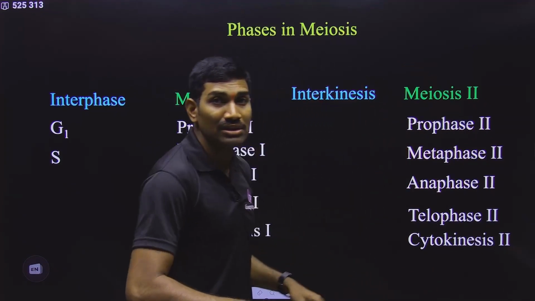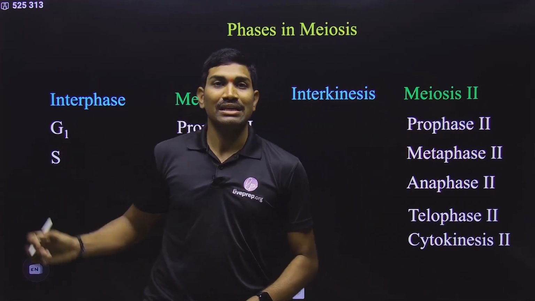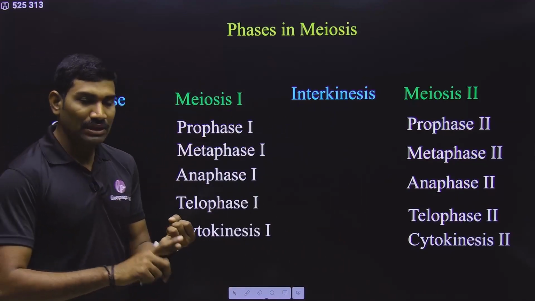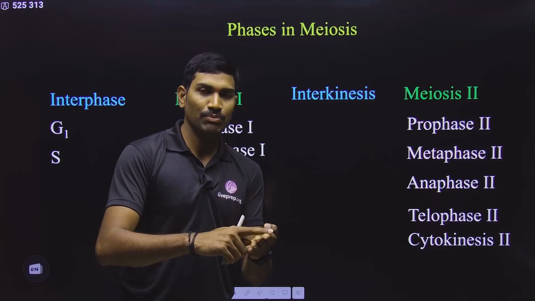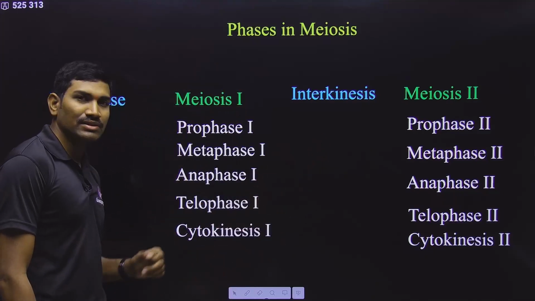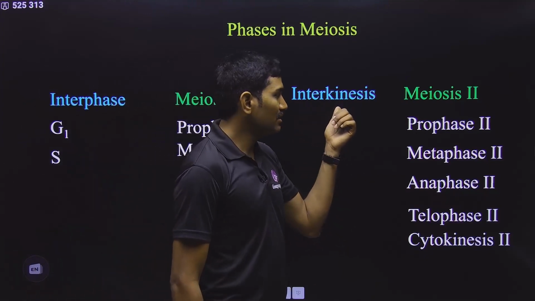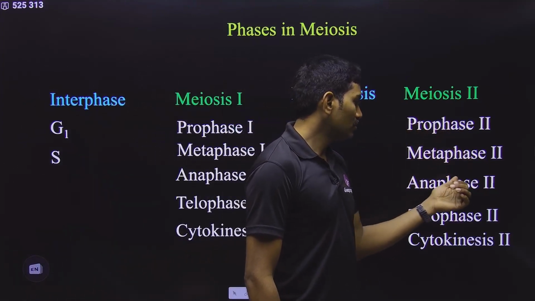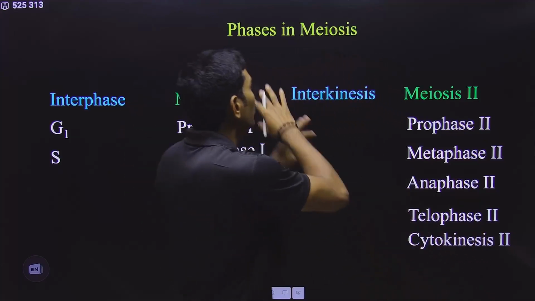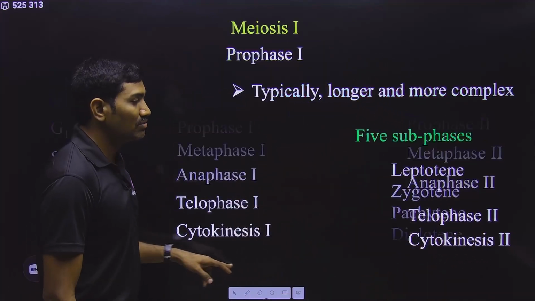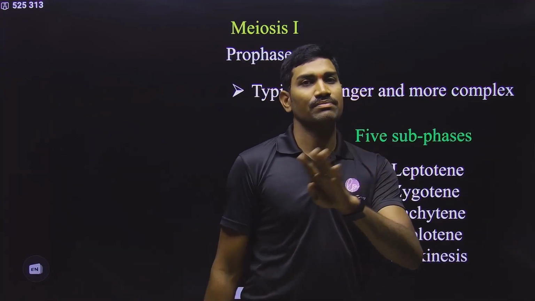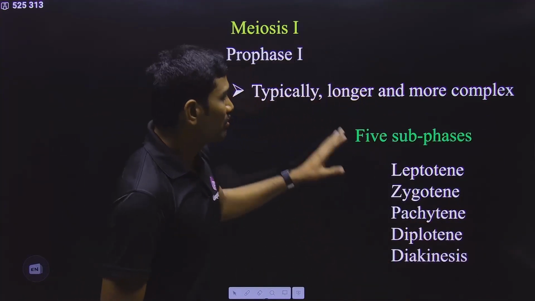So what is the overall sequence here? G1, S, prophase 1. Within prophase 1 again 5 substages are there: leptotene, zygotene, pachytene, diplotene, diakinesis. After that, metaphase 1, anaphase 1, telophase 1, cytokinesis 1. Then interkinesis, then prophase 2, metaphase 2, anaphase 2, telophase 2, cytokinesis 2. This is the complete sequence for one meiosis. This sequence you also need to remember. Questions like followed by, follows, preceded by, precedes are compulsory. You need to understand these meanings.